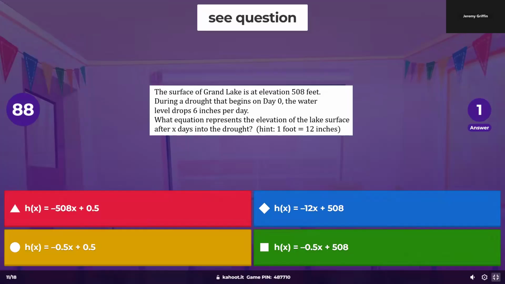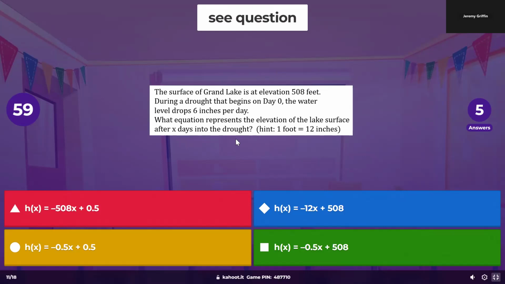The surface of Grand Lake is at 508 feet. During a drought that begins on day 0, the water level drops 6 inches per day. Guys, 6 inches, how many feet is that? Half a foot. So do you guys know how to interpret this in terms of feet? Let's put everything in terms of feet. So really this says it drops a half a foot per day, right? Isn't that really what it says? Which equation represents the elevation of the lake surface x days after the drought?